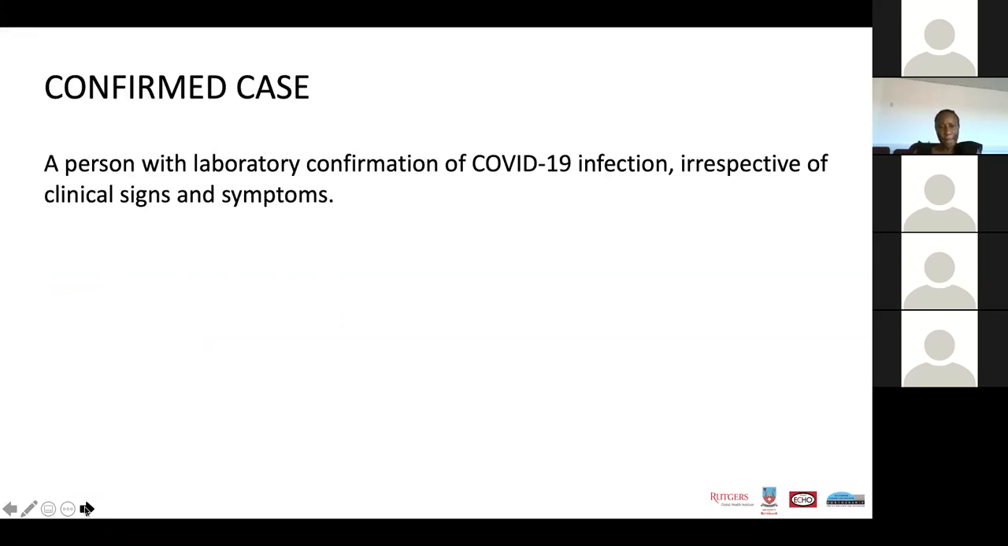A confirmed case will then be a person with laboratory confirmation of COVID-19 infection, irrespective of their clinical symptoms or signs. Therefore, if we have a case who presented initially without symptoms and is tested, that person is a confirmed case and will be treated as other confirmed cases are treated, in isolation. Treated meaning handled. Next slide.